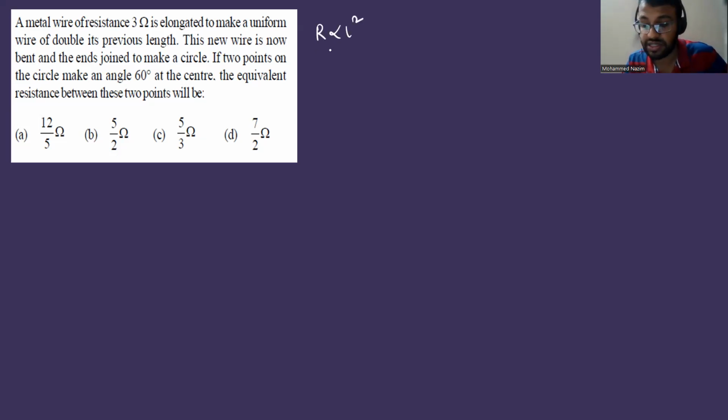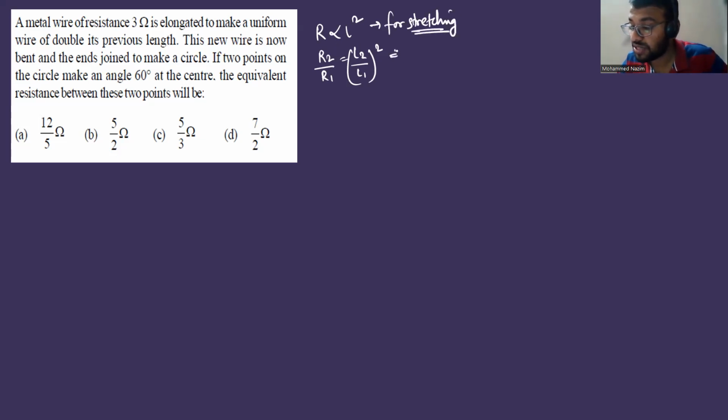So first we will find out what is the new resistance. R proportional to L square. So we can use R2 by R1 equal to L2 by L1 the whole square. This is for stretching cases. So R2 is unknown. R1, what is the initial resistance, people? 3 ohm. L2, it is stretched to make a wire of double its previous length. So L1, if you take in the initial case L, what will be the length in the final case? 2L the whole square. L and L will cancel. 2 square is 4. This implies R2 is equal to 3 into 4, which is nothing but 12 ohms.